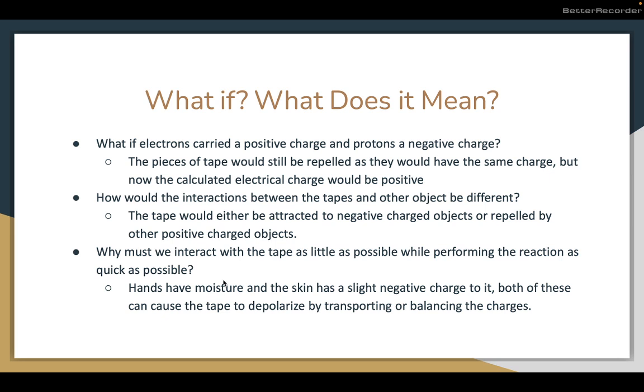And then why must we interact with the tape as little as possible? Hands have moisture on them, and skin has a slight negative charge, and both of these can cause the tape to depolarize by transporting or balancing the charges.